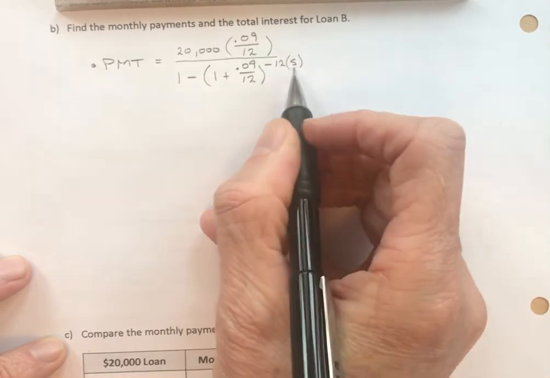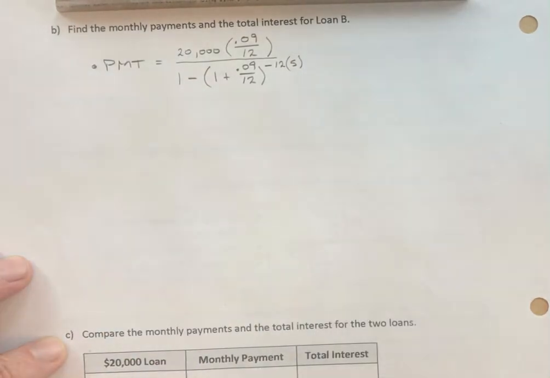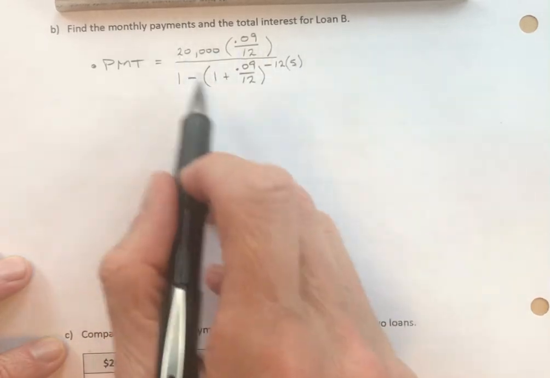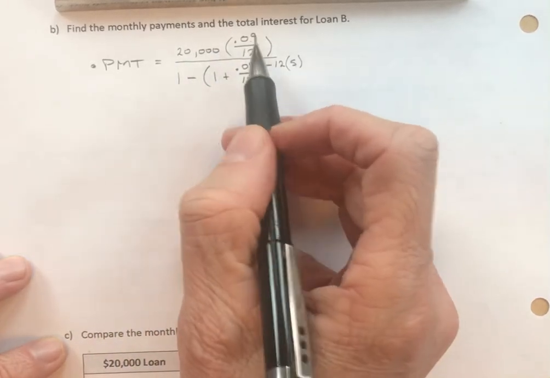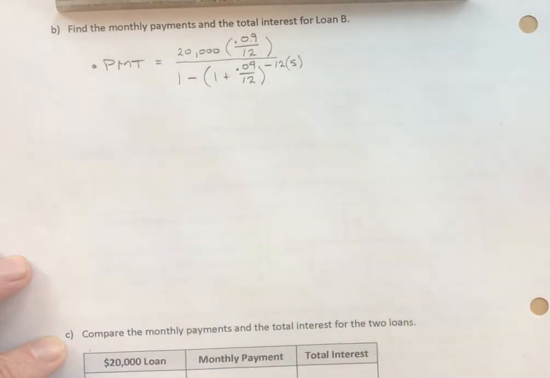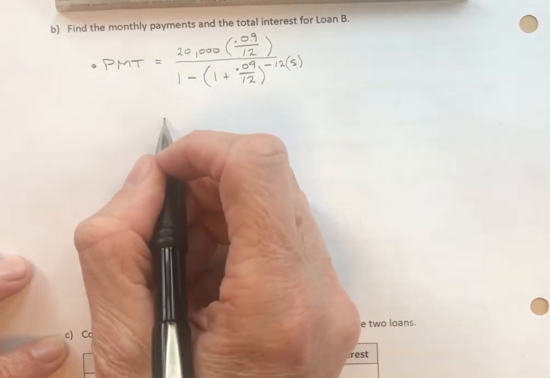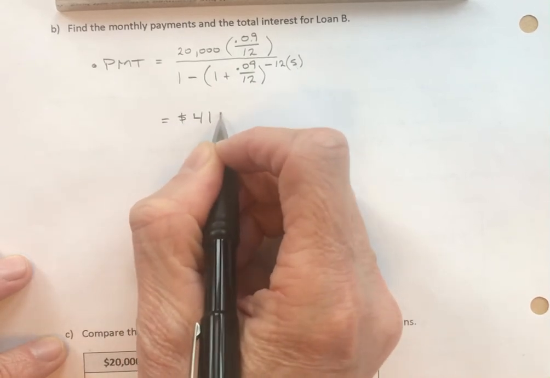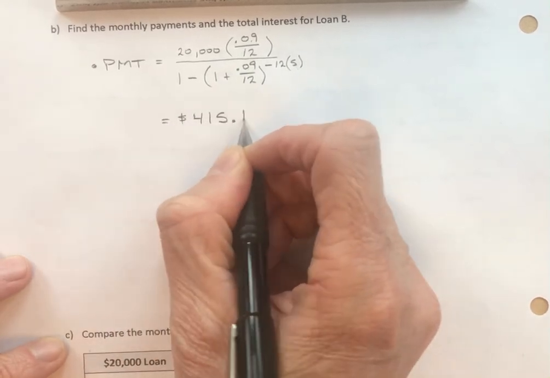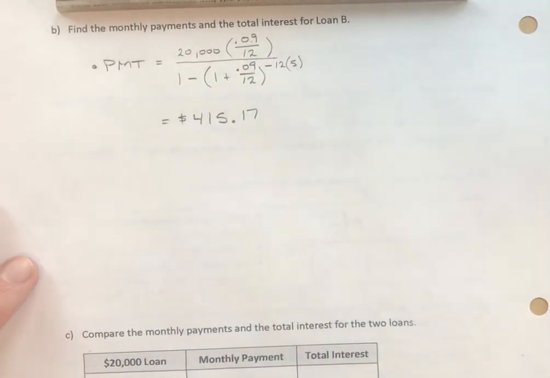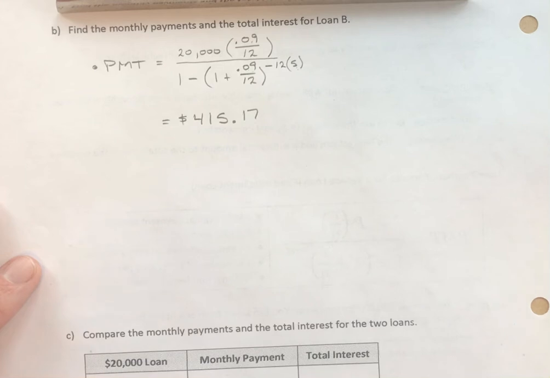In loan B's situation, it's a 5-year loan, so that becomes a 5. Pretty much everything else in here is the, nope, the interest rate is different. So the interest rate changed and the number of years changed from the previous example. Let's put that into a calculator. And this payment comes out to be $415.17. It's a lower monthly payment, okay, than what we had before.